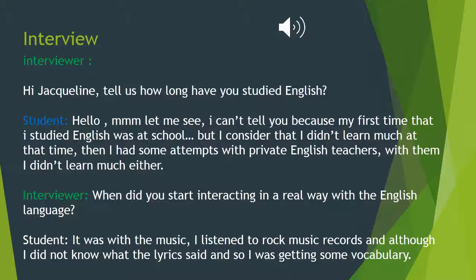Then I entered an English institute where I did almost all the English levels. I can say that I speak English now, but not in a fluent way. If I were in another country, it would be very difficult for me to communicate. I think I don't have the professional level.